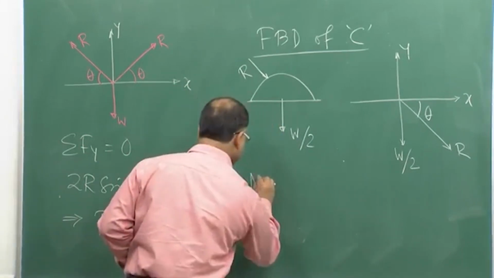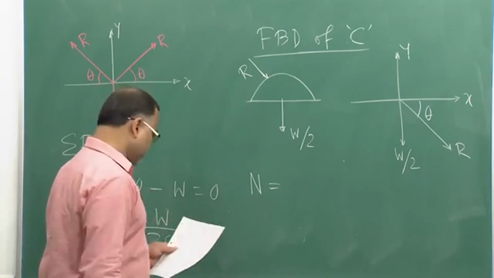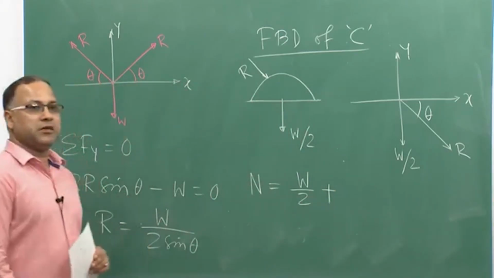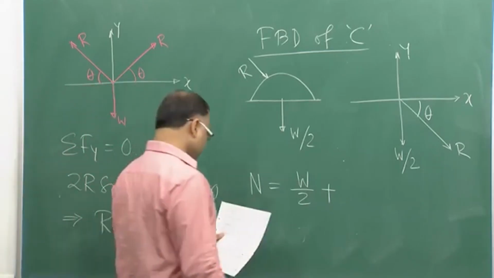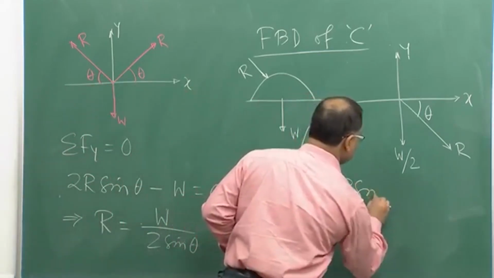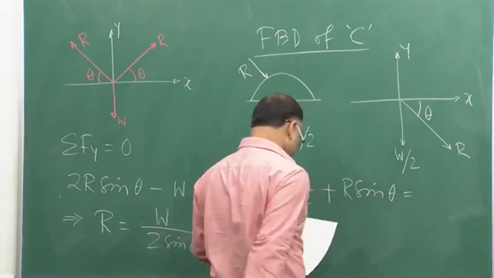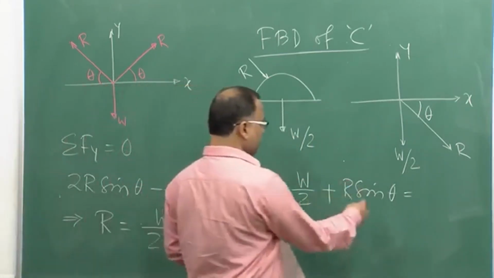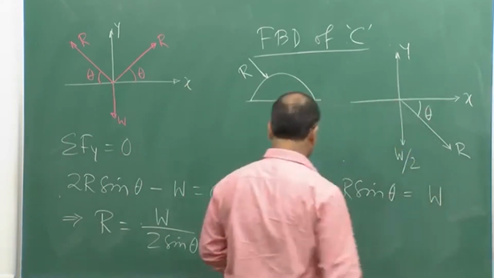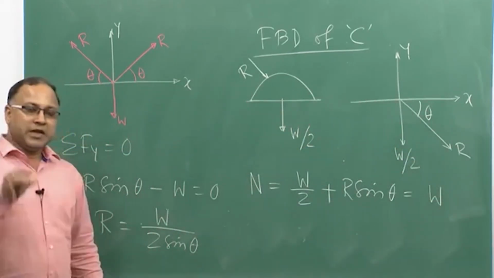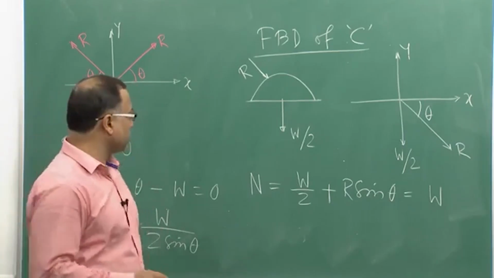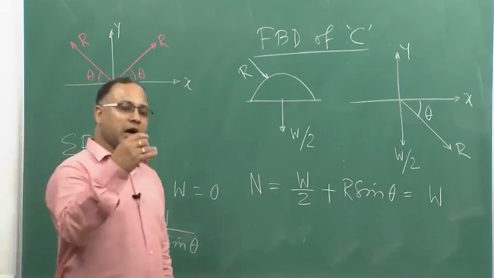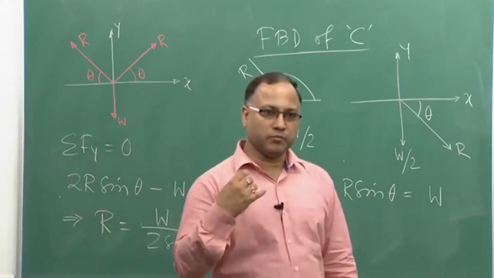So, the total normal force N will be W by 2, that is anyway coming from the weight of the half cylinder C, plus R sin theta. R sin theta is nothing but W by 2. So, W by 2 plus W by 2 is nothing but W. So, that is the total normal force acting at the interface between the half cylinder and the tabletop, fine.